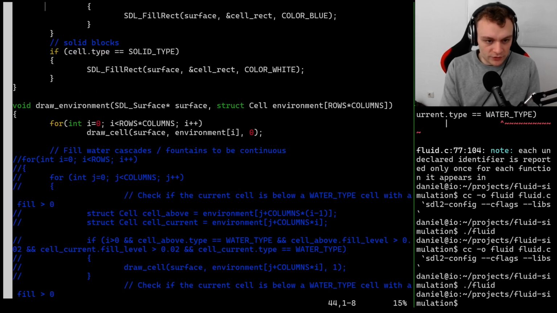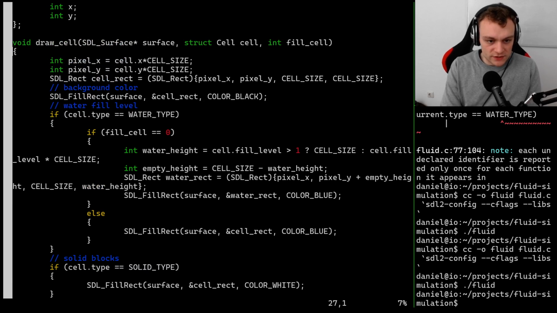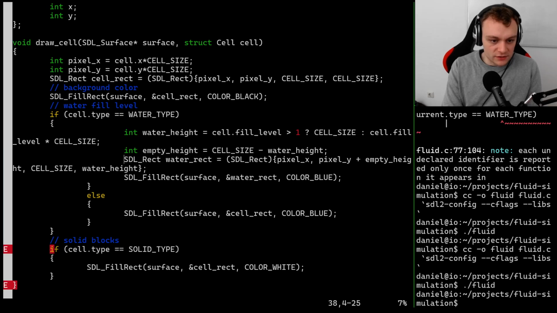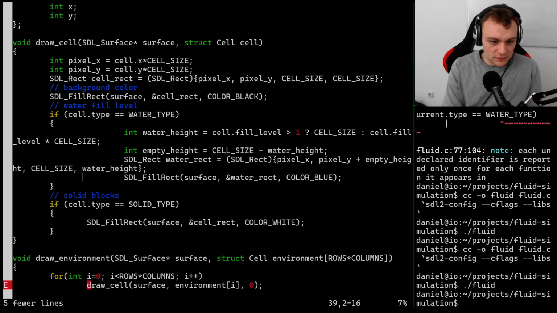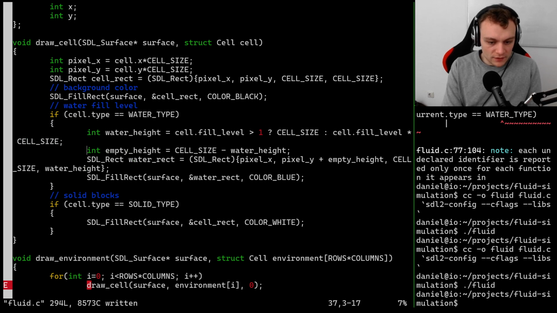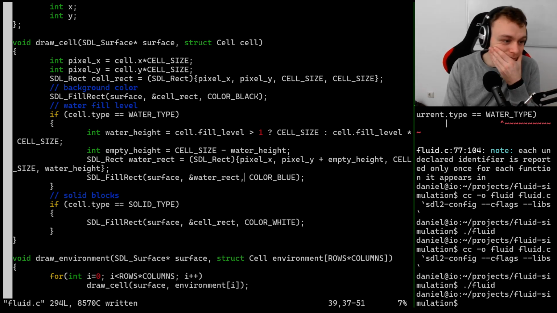So let's keep it commented out, and in draw cell, let's forget about this weird fill cell thing. We don't need any fill cell, and here in draw cell we can also remove that. Let's try to find a way to interpolate the colors a bit. So we fill the water.